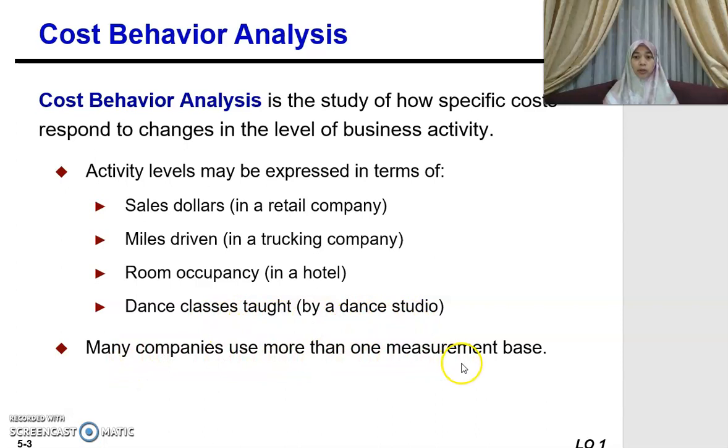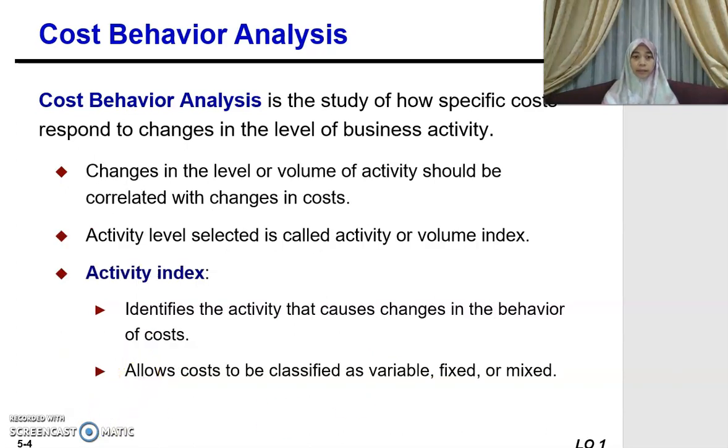So many companies use more than one measurement base. So it's basically looking at the activity level. When we look into the graph, you will understand this better. Okay. So changes in the level or volume of activity should be correlated with changes in cost. And then the activity level selected is called the activity or the volume index, so that identifies the activity that causes changes in the behavior of cost. It allows cost to be classified as variable, fixed, or mixed.